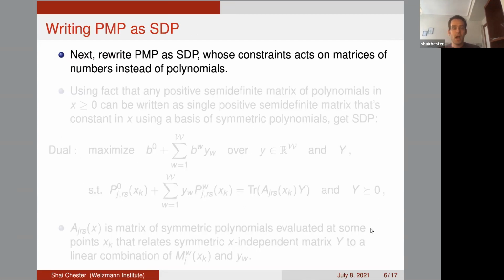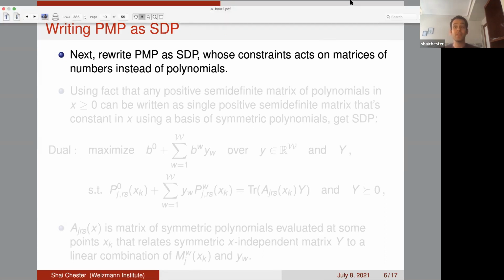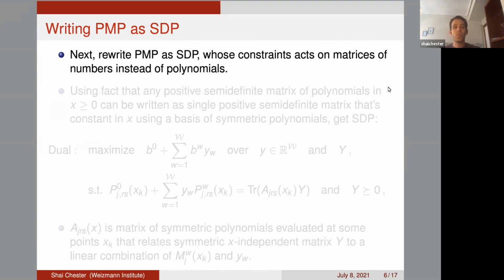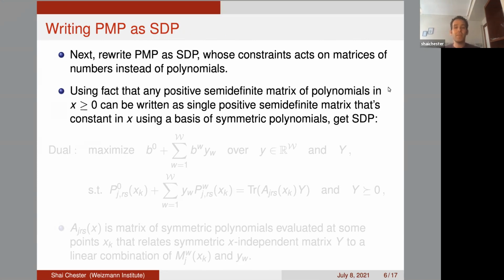Okay, good. So finally, which is a bit more non-trivial, we can now rewrite this abstract polynomial matrix program as a semi-definite program. The idea of a semi-definite program is that the constraints act on matrices of numbers instead of polynomials, which is a bit easier to deal with in practice. So we use the fact that any positive semi-definite matrix of polynomials for x greater than or equal to 0 can be written as a single positive semi-definite matrix that's constant in X, so just a matrix of numbers, by using a basis of symmetric polynomials in X. So this is just a mathematical fact.